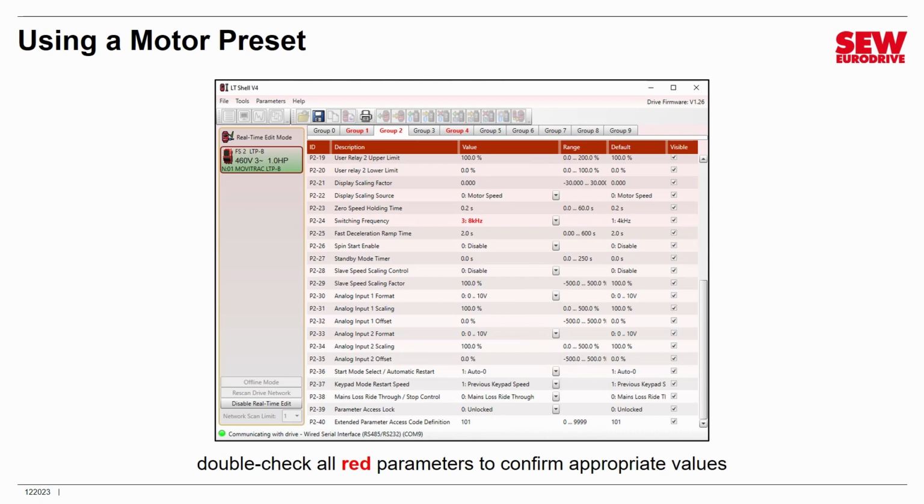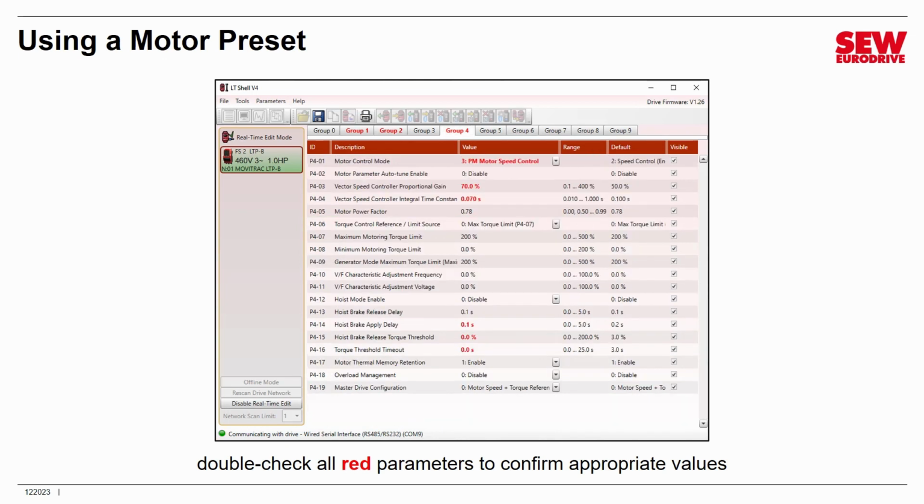Double check that parameter 2-24 is set to 8 kHz or higher. Make sure parameter 4-01 is set to PM motor speed control. It should be, but double check it. And notice here, these parameters which are associated with the brake have been altered. If you're using a brake, confirm that these are correct. If you're not, of course, you don't need to worry about that.